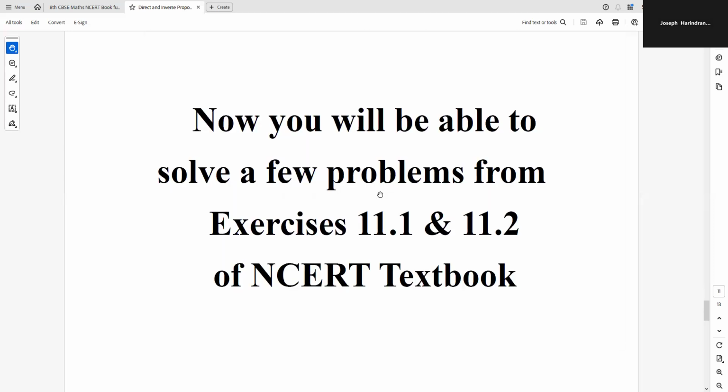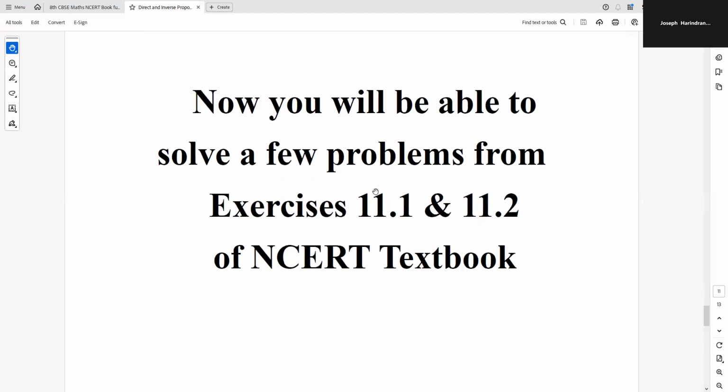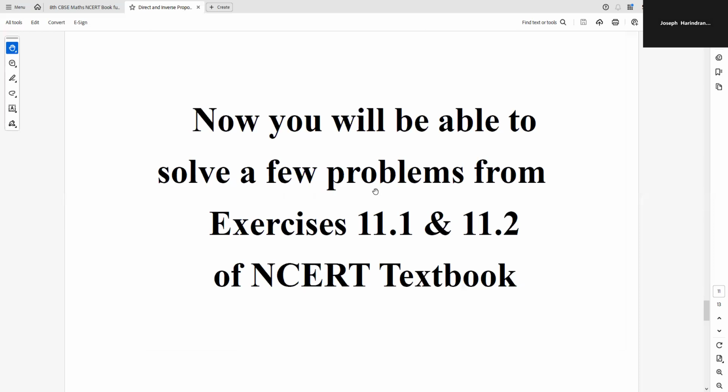Okay. Now you will be able to solve a few problems from exercises 11.1 and 11.2 of the NCERT textbook. In the next session, we will see a few problems there. We'll clear our doubts in one more session. We'll have one more session on this direct and inverse variations, inverse proportions.